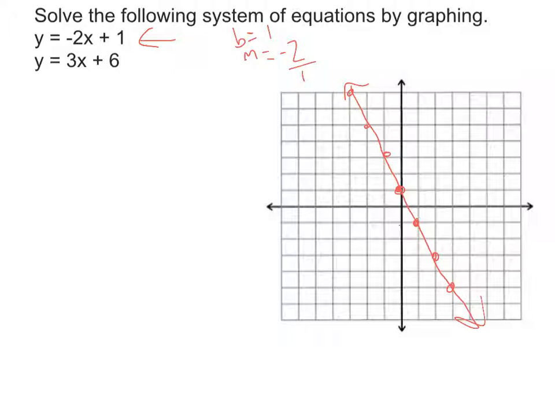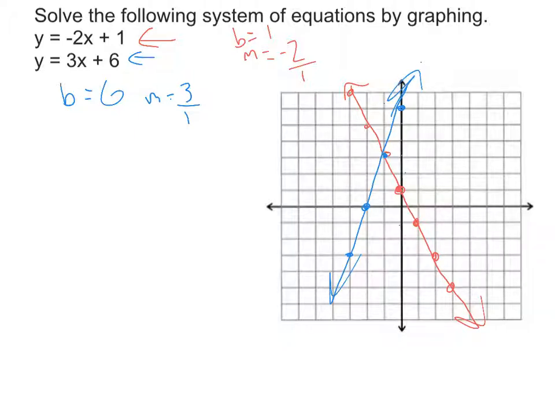Okay, so that's what that looks like. All right, let's look at the other one. If I have y equals 3x plus 6, my y-intercept is 6, so I'll go up 1, 2, 3, 4, 5, 6. There we are. And then my slope is 3, and that's 3 over 1. So I can go up 3 and right 1, but I'm going to run out of space up there. So I can also go down 3 and left 1, and I can do that repeatedly. So that's what this looks like.